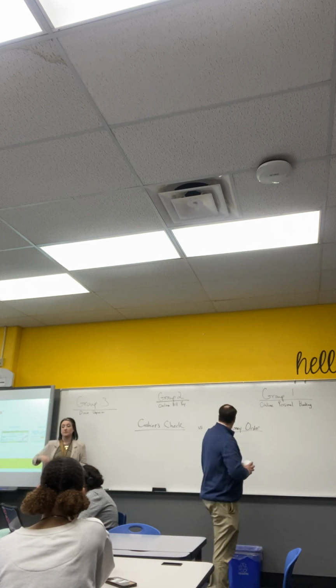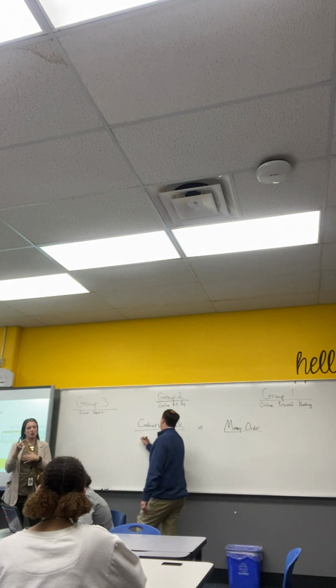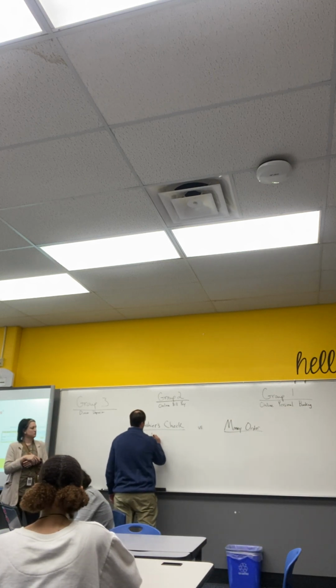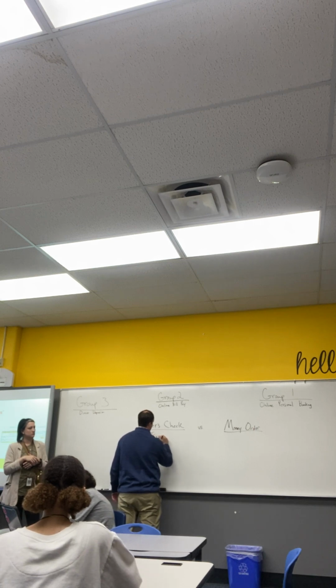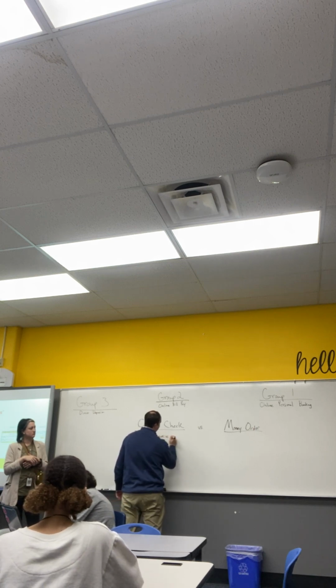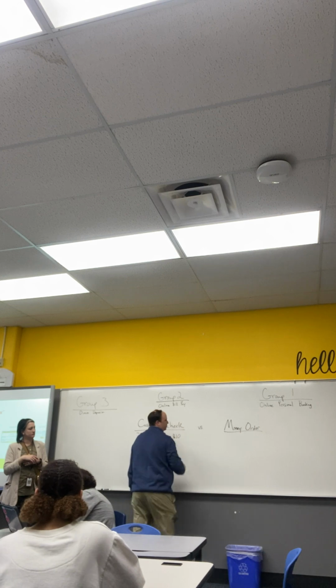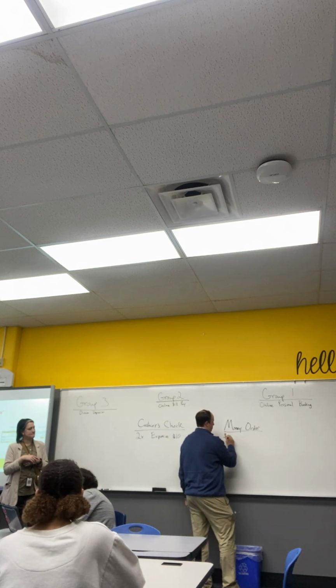Okay, so one thing that we noticed between a cashier's check and a money order, what do we think, Jackson? Give me one from either. A cashier's check is like twice as expensive. So it's like $10, and then the money order was $5 to get, right? Twice as expensive, so $10 versus money order is $5. Yeah. Okay, good.